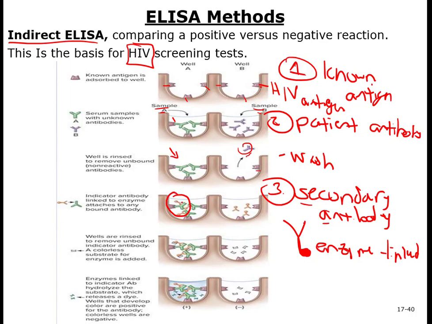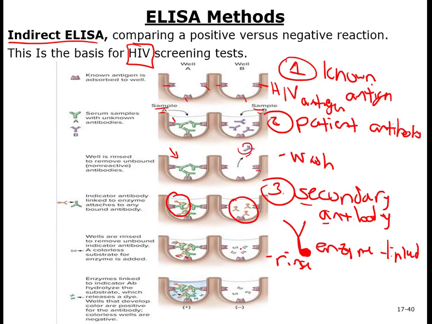So if the patient had antibodies that bound to the HIV antigen, then the secondary antibody is going to bind to the primary antibody, as in the case for A. The secondary antibody bound here. Whereas for patient B, there was no primary antibody, so the secondary antibody has nothing to bind to. It's just kind of hanging out. Again, we're going to rinse the wells. So in sample A, we have the antigen, primary antibody, and secondary antibody all linked up.